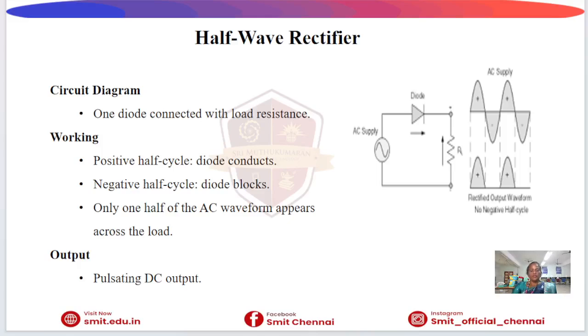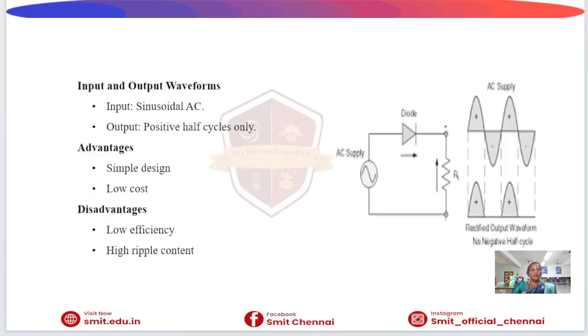This slide shows the input and output waveforms of a half-wave rectifier. The input waveform is a complete sinusoidal AC signal containing both positive and negative half cycles. The output waveform contains only the positive half cycles because the diode blocks the negative half cycles. Therefore, the output is not pure DC but a pulsating DC waveform.